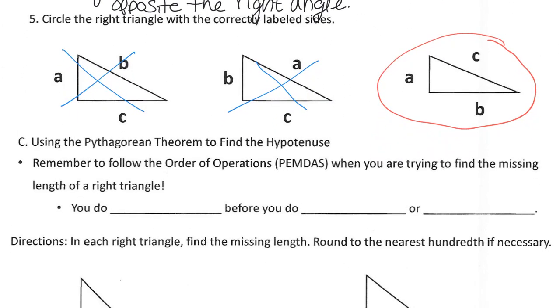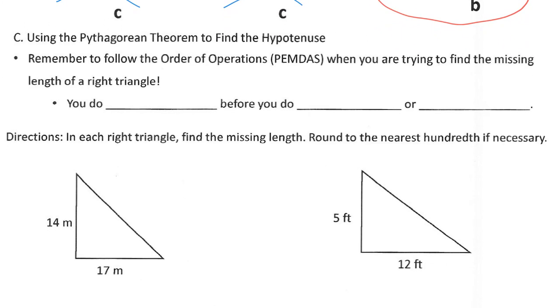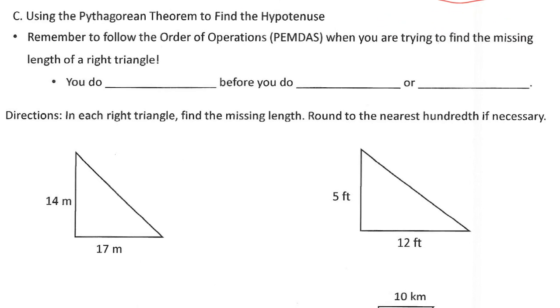All right, so let's first talk about using the Pythagorean theorem to find the hypotenuse. So we're going to start there, finding the hypotenuse. You always want to remember to use PEMDAS. Please excuse my dear Aunt Sally, PEMDAS. So you always do exponents, that's the E, before you do adding or subtracting. Okay, so we're going to be solving equations here.